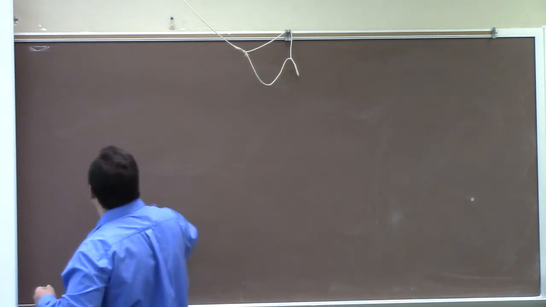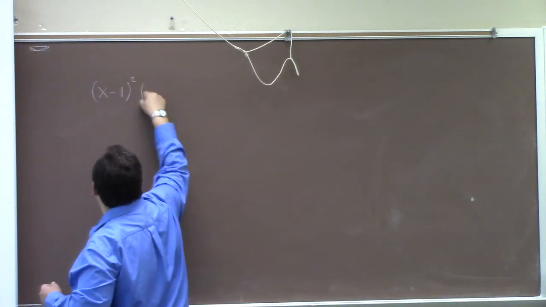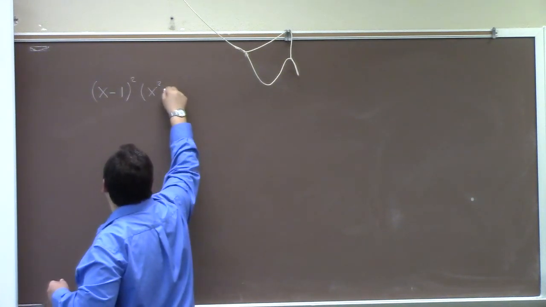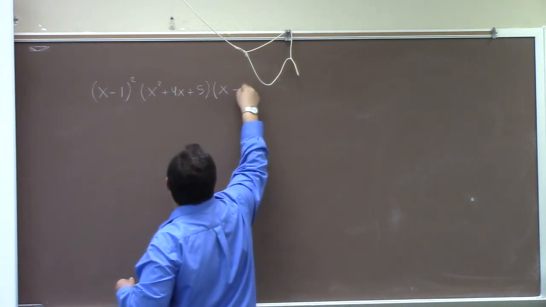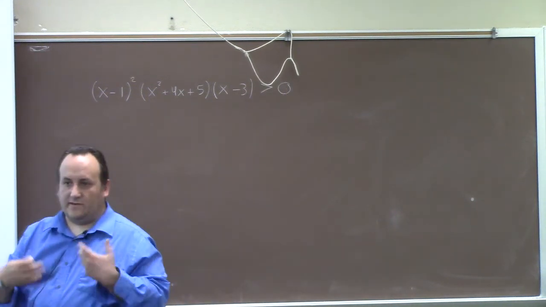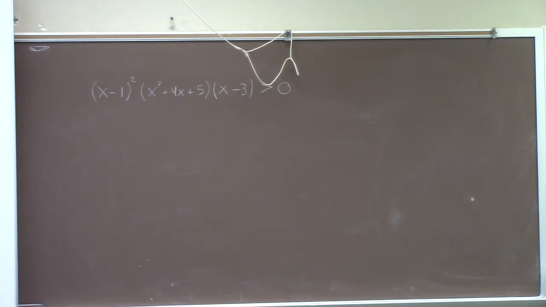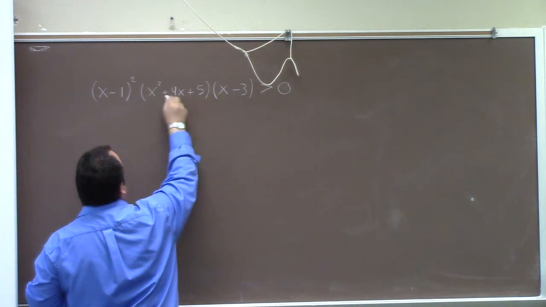So I started to show you guys how to solve inequalities last time, right? And we're pretty well set up if I do something like, say, x minus 1 squared times x squared plus 4x plus 5 times x minus 3 greater than 0. We could solve this, right? How do we do it? Well, here's how I would do it. First of all, I would come to terms with the fact that this cannot be factored.